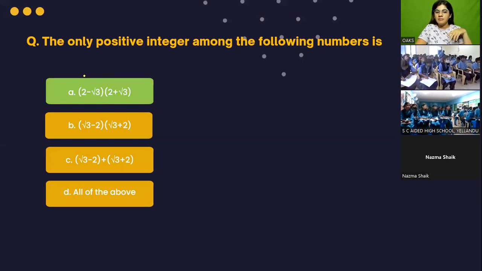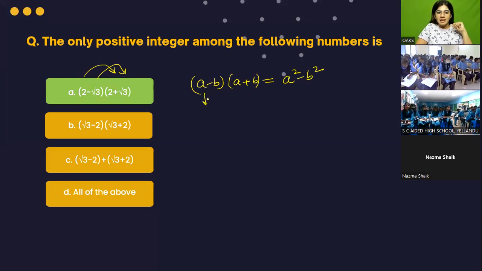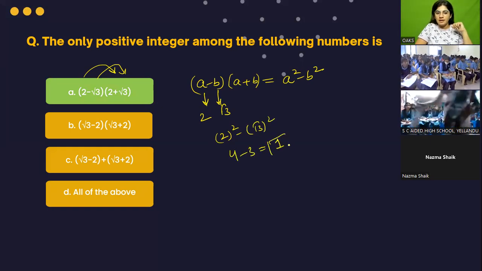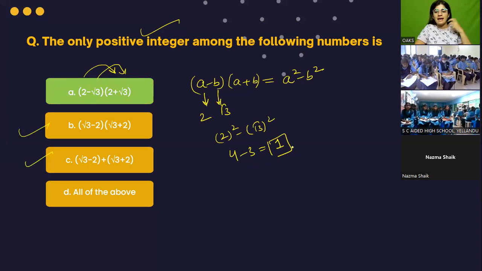Here you can easily multiply 2 with this bracket and then root 3 with this bracket. But you can also apply A minus B into A plus B. This is an algebraic identity, A square minus B square. As you can see, A here is 2 and B here is root 3. So what will be A square minus B square? It is 2 square minus root 3 whole square, 4 minus 3, which is equal to 1. That is the only positive integer. In the other two, we cannot get 1 or a positive integer as the answer. I hope you understood this and you can apply this algebraic identity to get a one-liner answer.